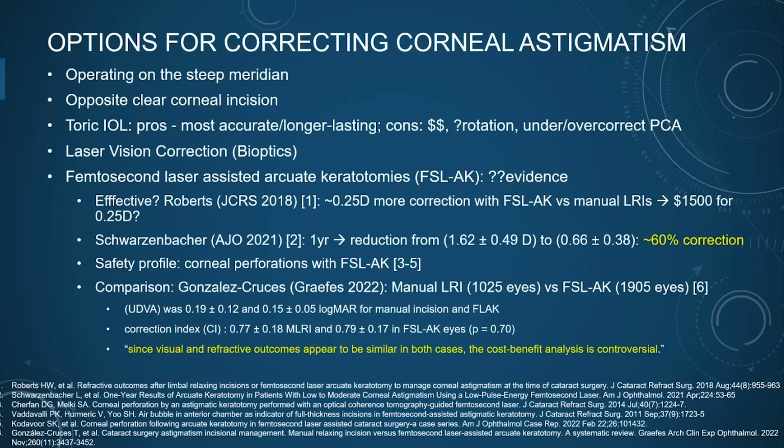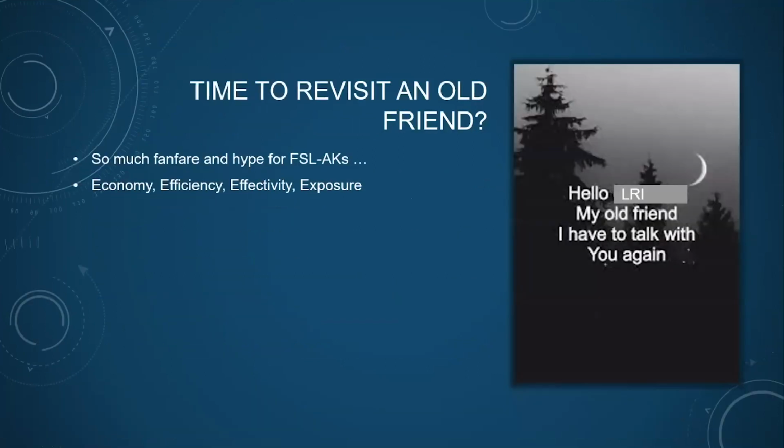The authors concluded that since visual and refractive outcomes appear to be similar in both cases, the cost-benefit analysis is quite controversial. In other words, if you look at the correction index of both the manual LRIs and the femtosecond, it's not a whole lot of difference. That's not statistically significant. In other words, manual LRIs, as much as people think they're old school, done back in the 1990s and early 2000s, and now we've got all these cool toys, maybe it's time to revisit an old friend.